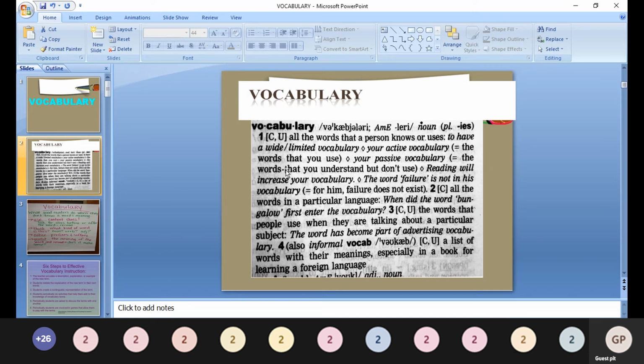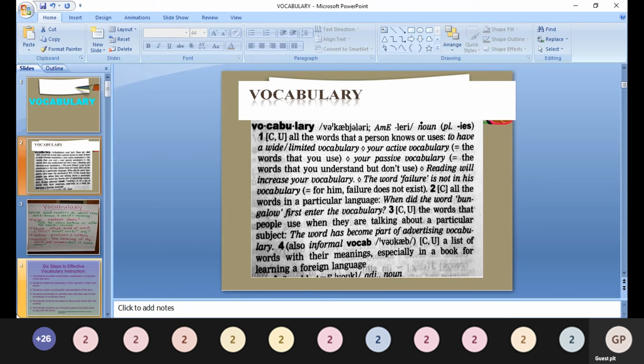Your passive vocabulary is the words that you understand but don't use. That will be another huge range of words that you know the meaning of, but you don't use, because you are not in the habit of using the word, or you may not use the language, so you don't have a chance to use the word. But you will know the meaning, you know the word, but you don't use it, so that becomes your passive vocabulary.